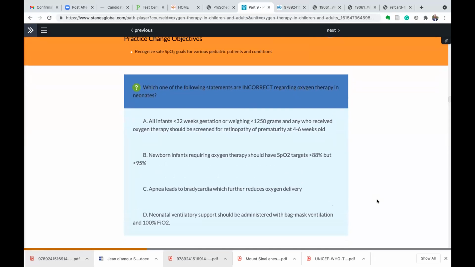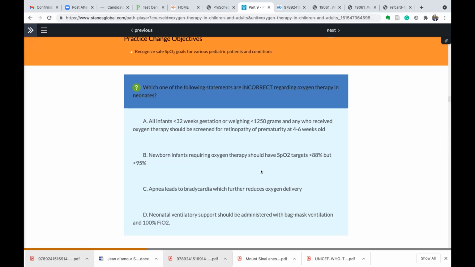Yeah, so which one of the following statements is incorrect? You can answer that in the poll. The first one: all infants below 32 weeks or weight below 1,250 grams, and any who receive oxygen therapy should be screened for retinopathy of prematurity at 4 to 6 weeks.